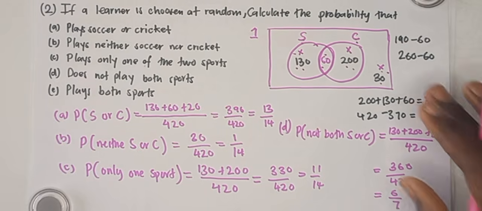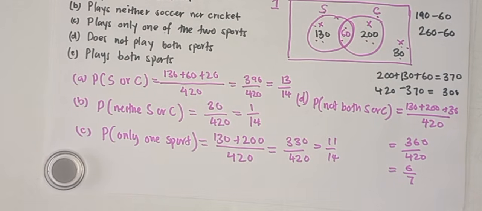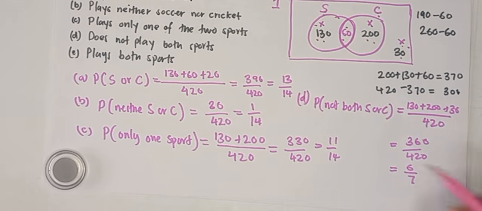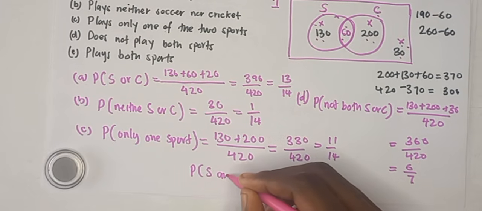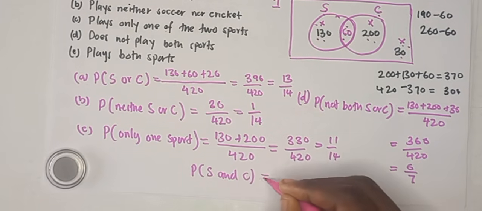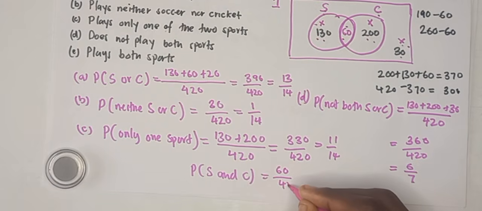Going to the last question. The last question is the probability of playing both sports. This is very simple: playing soccer and cricket is the one in the middle, which is 60 divided by 420.